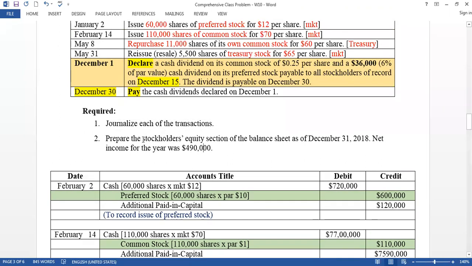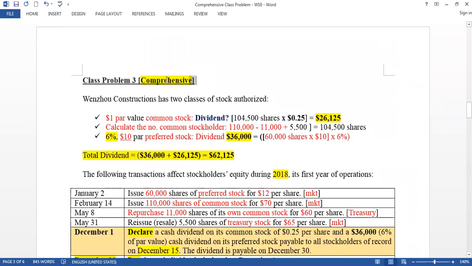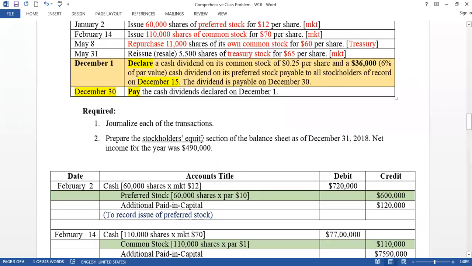After that, the company said to prepare stockholders' equity, because from the very beginning, I told you that this is a comprehensive question. Here you will find common stock, preferred stock, treasury stock, and dividend, and you are also going to learn how to prepare stockholders' equity. You already learned that in Principles of Accounting 1, but we are going to see it again. So prepare stockholders' equity as on December 31st, 2018, assuming that net income for the year was $490,000.